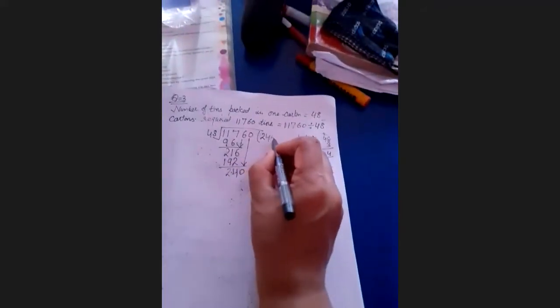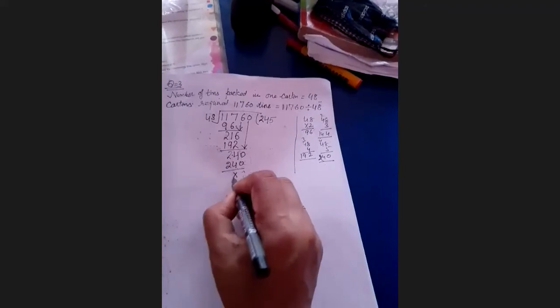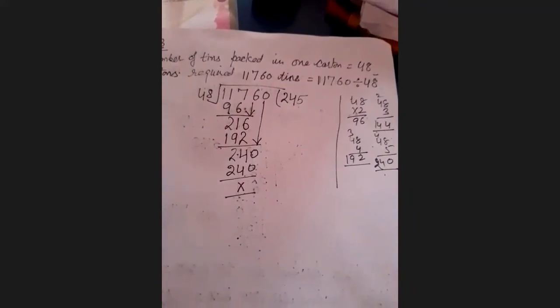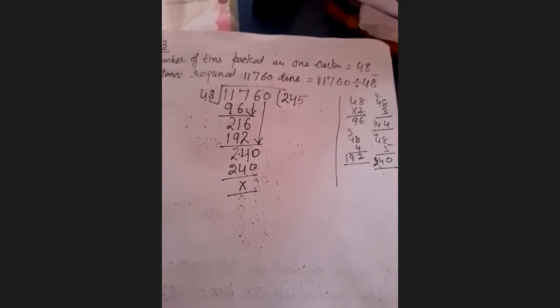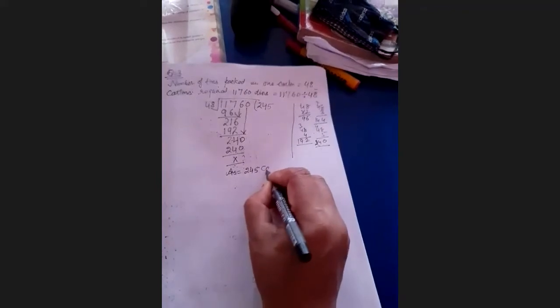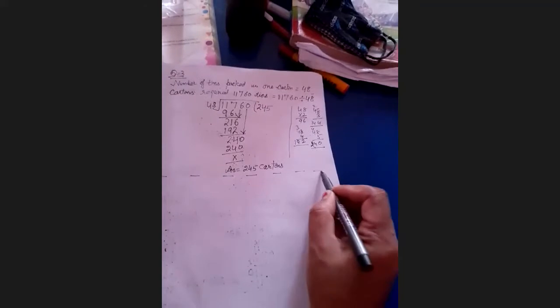So now we'll divide by 5. 240. Now 240 minus 240, 0. So we want 245 cartons to pack 11,760 tins of juice. The answer is 245 cartons. Dear students, this is the third question.